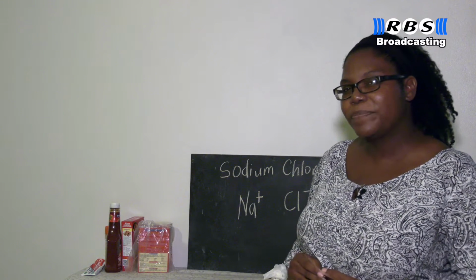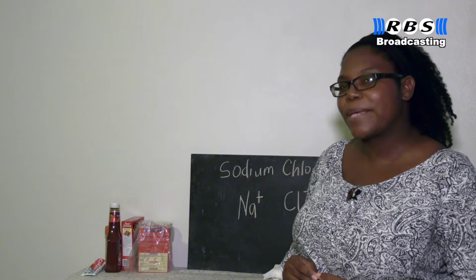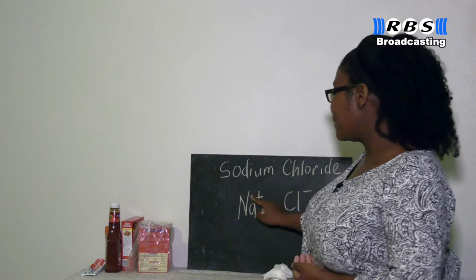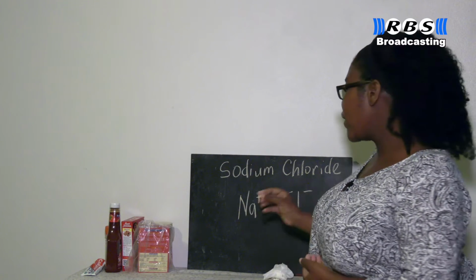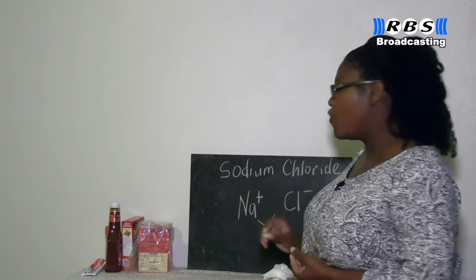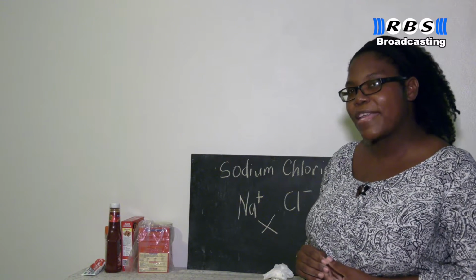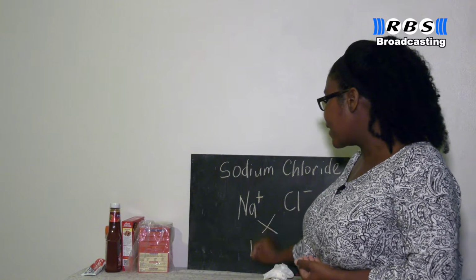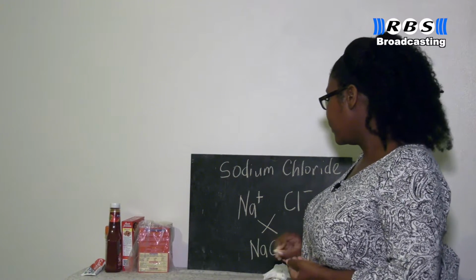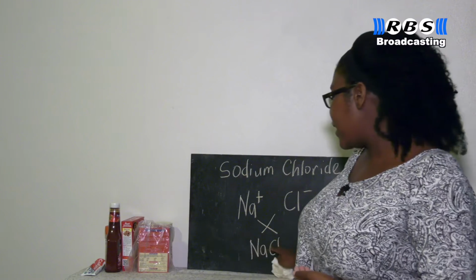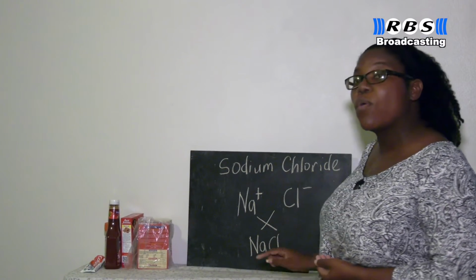Now take a look. Let's apply tip number 2. Tip number 2 says we don't write 1. So if we are writing the formula for sodium chloride, the formula would be NaCl. There is no need to write the number 1. Here is another example where there's no need to write the number 1.